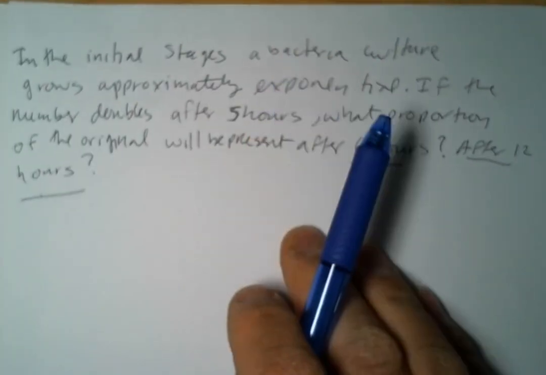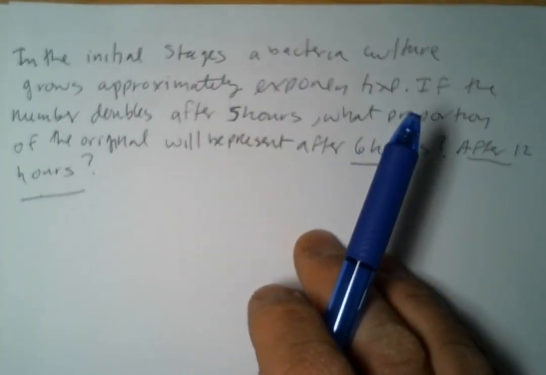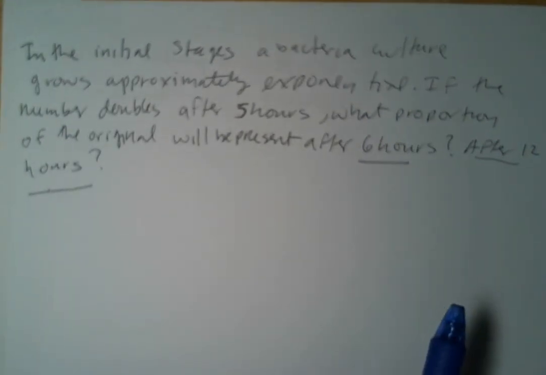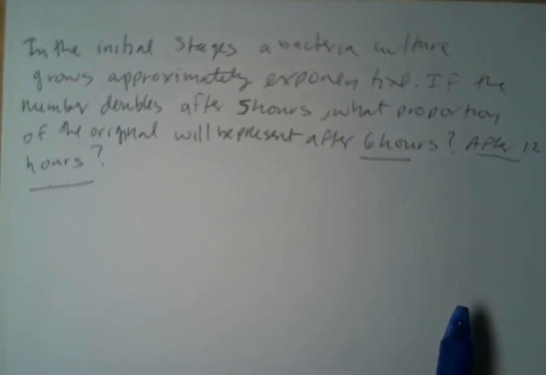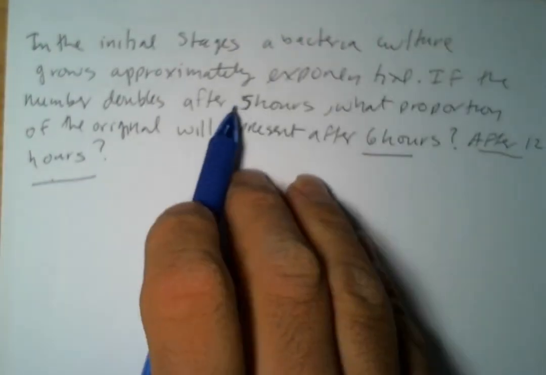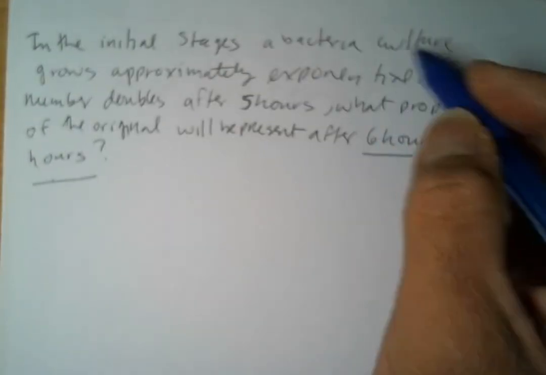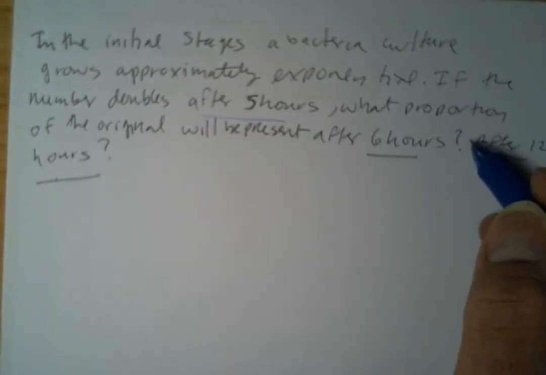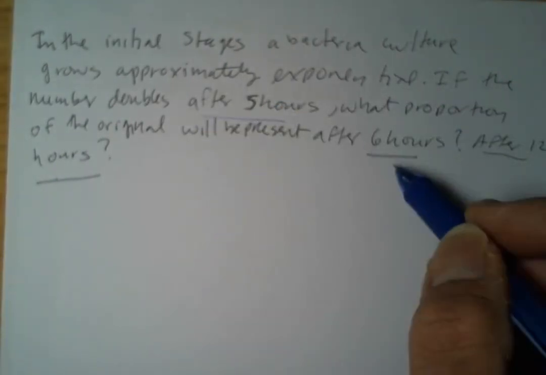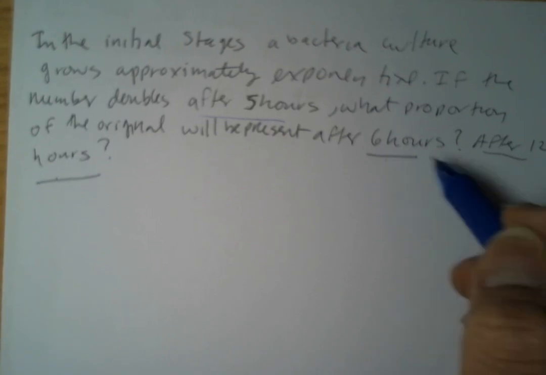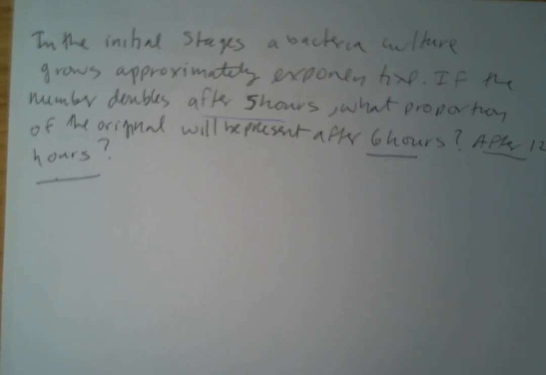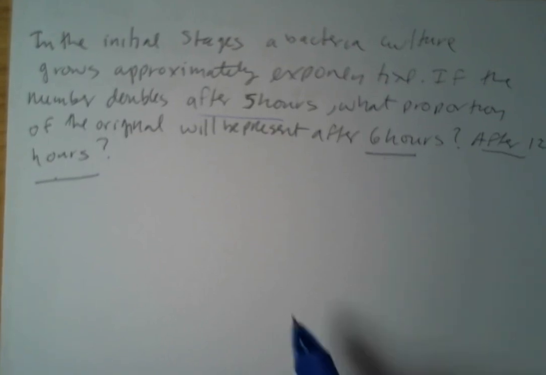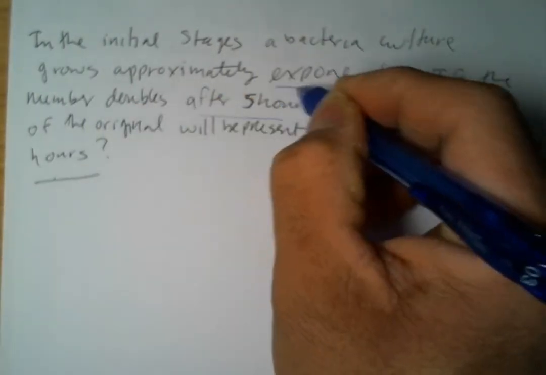Okay, so here we're going to go over this problem involving exponential growth. It says, in the initial stages, a bacteria culture grows approximately exponentially. If the number doubles after 5 hours, what proportion of the original will be present after 6 hours? After 12 hours?